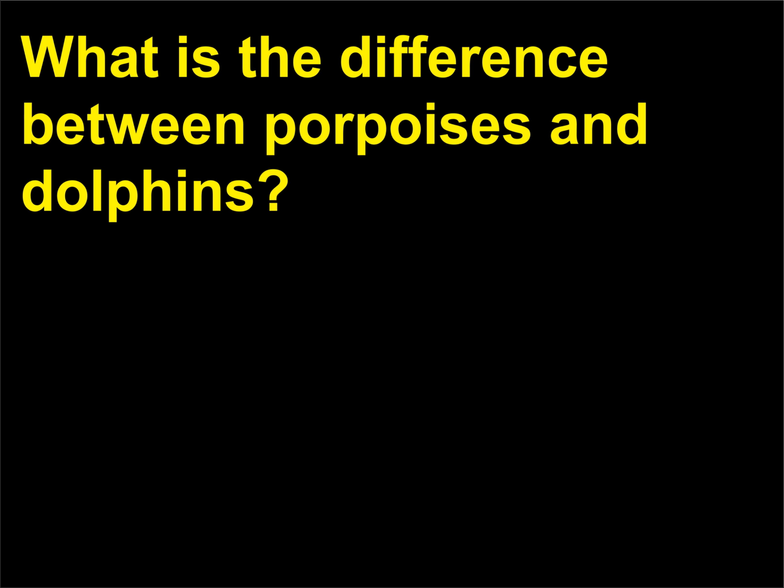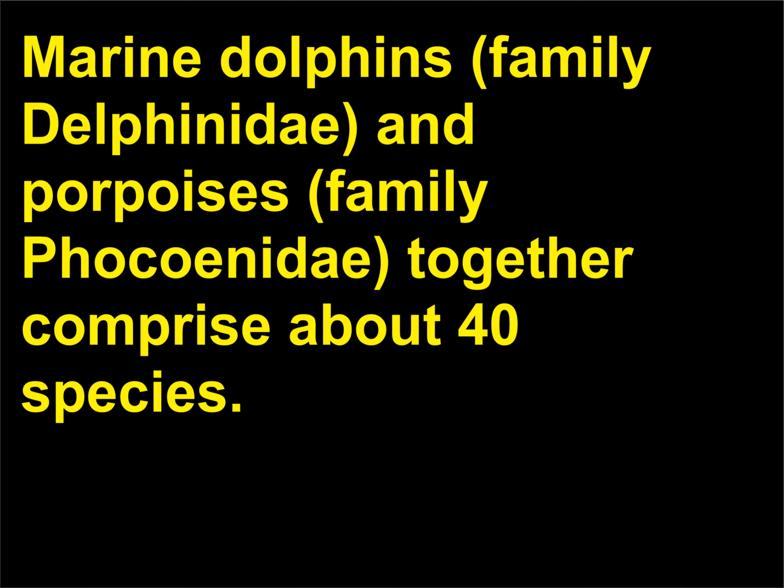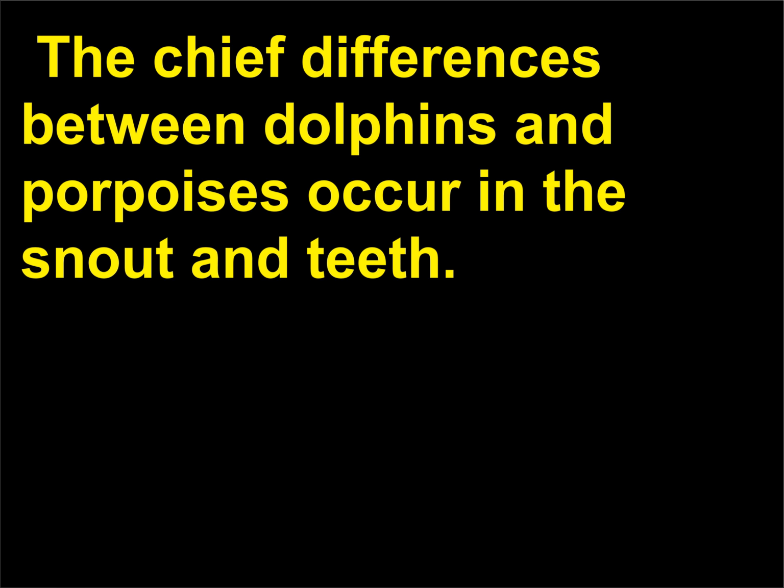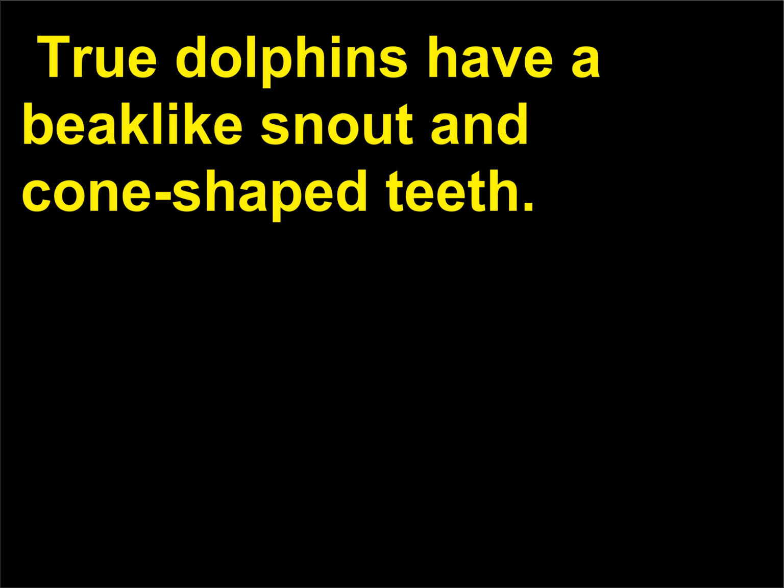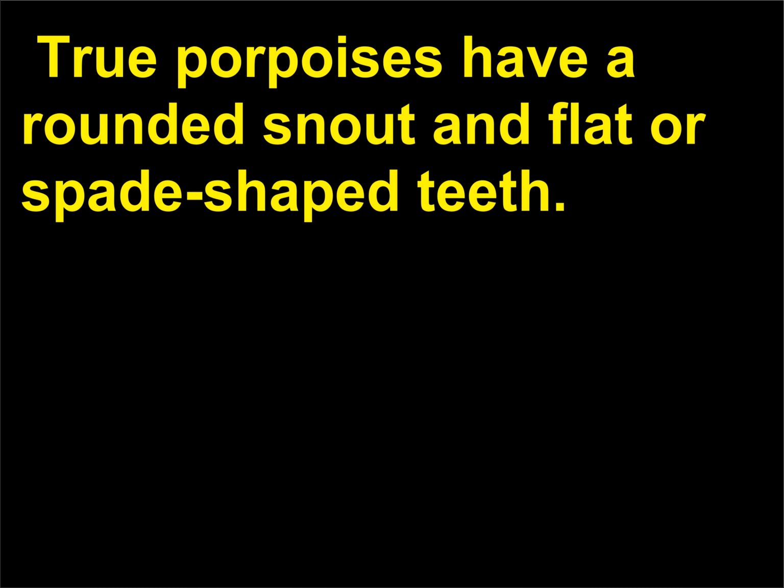What is the difference between porpoises and dolphins? Marine dolphins, family Delphinidae, and porpoises, family Phocinidae, together comprise about 40 species. The chief differences between dolphins and porpoises occur in the snout and teeth. True dolphins have a beak-like snout and cone-shaped teeth. True porpoises have a rounded snout and flat or spade-shaped teeth.